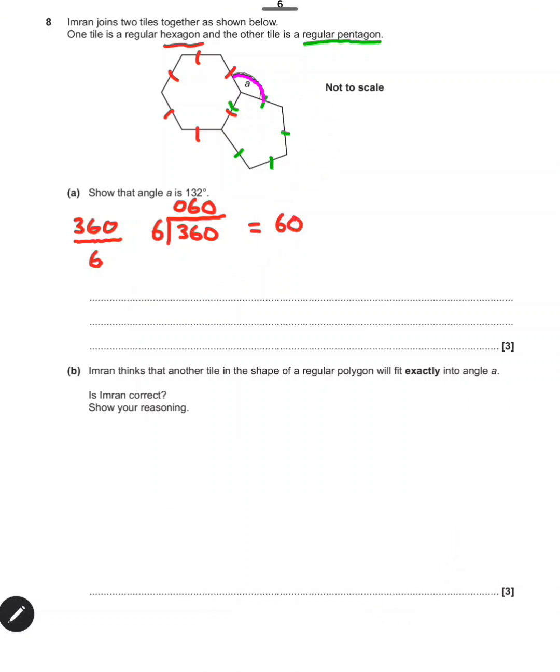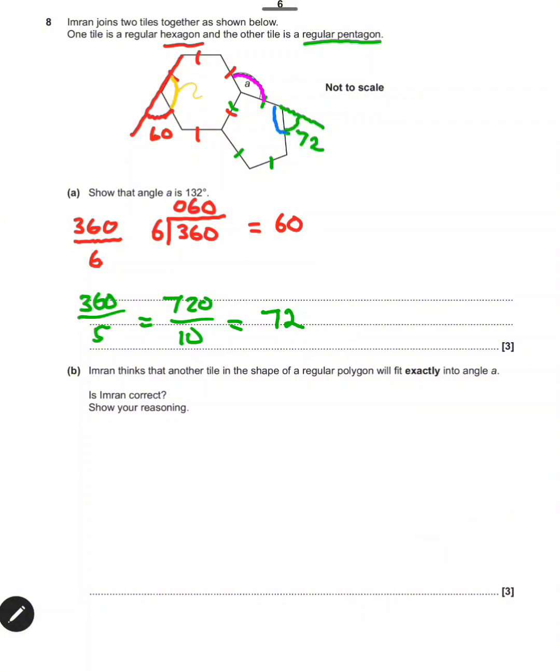If we do a similar thing for the pentagon, I'm going to do 360 divided by number of sides. I can do this using equivalent fractions. Double the top, double the bottom. We've got 720 divided by 10, which is 72. What we've found is these two angles. That is 72. And that is 60. And what we can find is this and this.